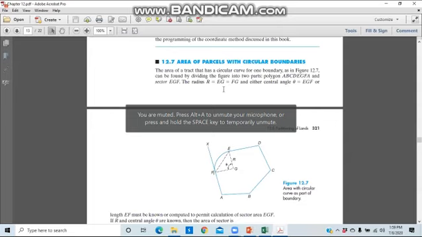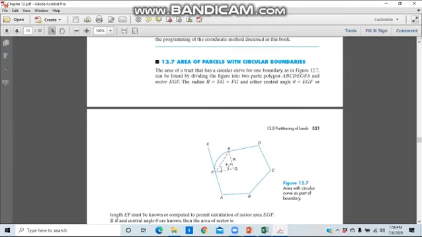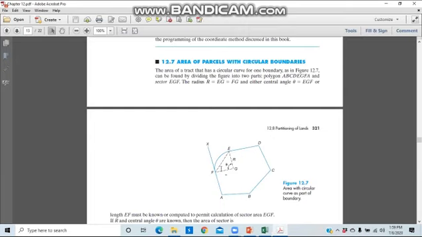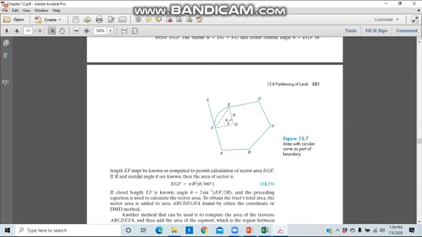The radius R is equal to EG is equal to FG. If we consider this whole thing a circle, part of the circle, this rectangular thing and this circular segment, if we consider it a part of a circle, then this EG or GF would be equal to the radius of that circle. And this is the internal angle of that. And either central angle theta EGF or the length of EF must be known or computed to permit the calculation of sector EGF. So we want to calculate the area of this whole sector, right?